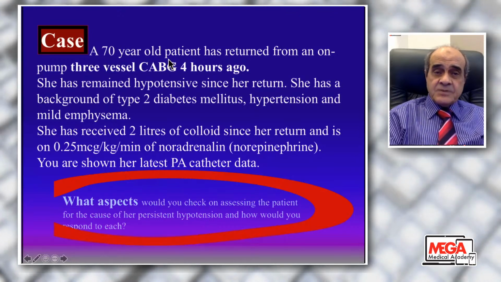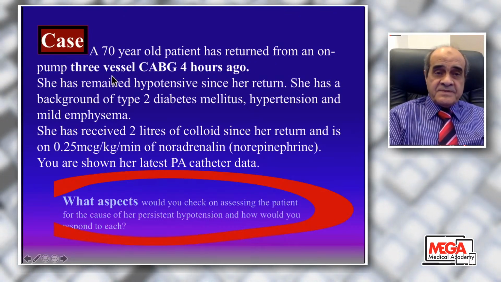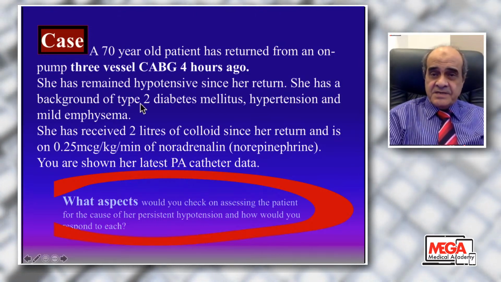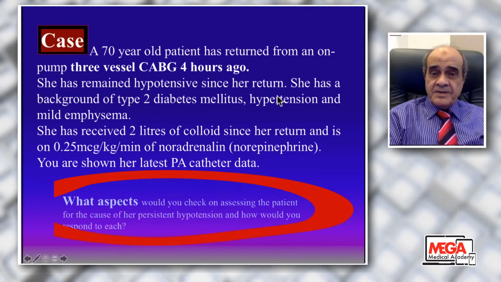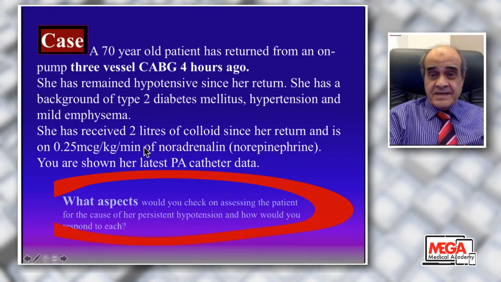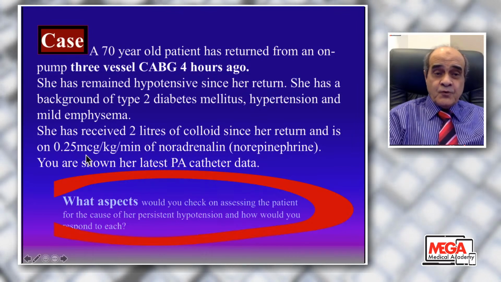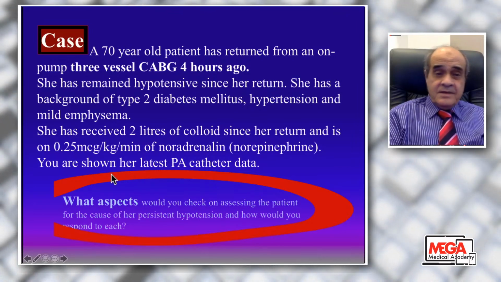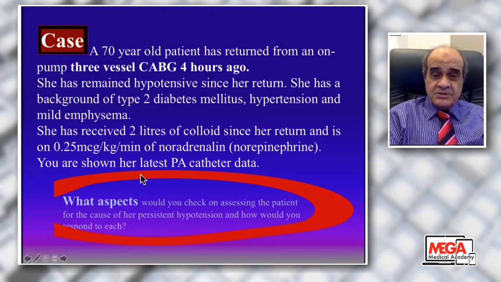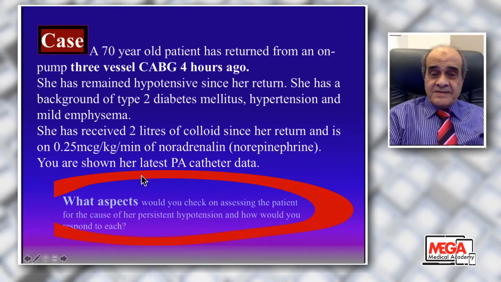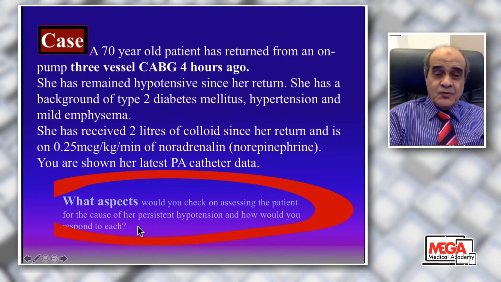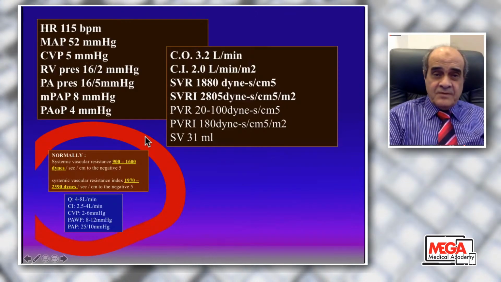Okay, a 70-year-old patient has returned from an off-pump 3-vessel CABG 4 hours ago. She has remained hypotensive since her return. She has a background of type 2 diabetes, hypertension, and mild emphysema. She has received 2 liters of chloride since her return and is on 0.25 microgram per kg noradrenaline. You are shown her last pulmonary artery catheter data. What aspects would you check on assessing this patient for the cause of her persistent hypotension, and how would you respond to each one?